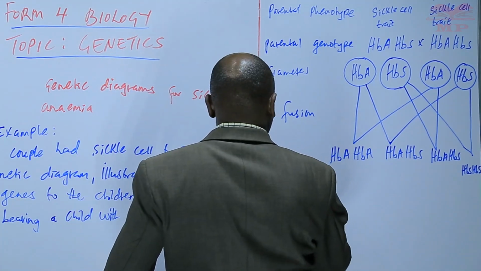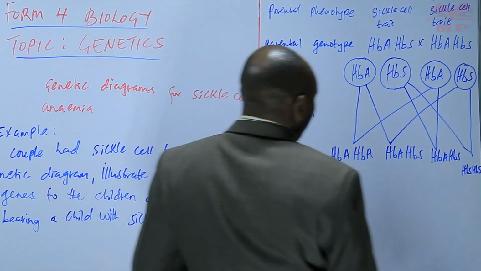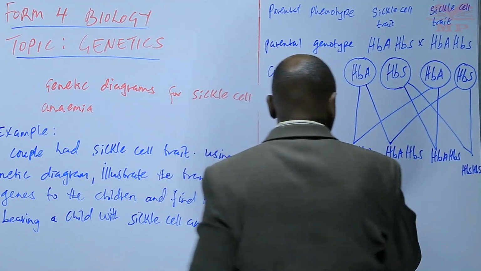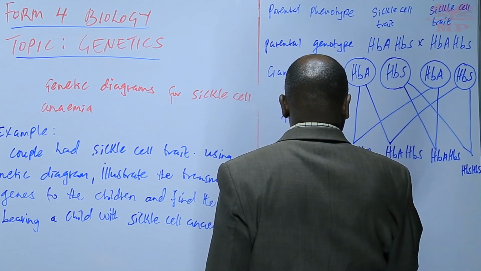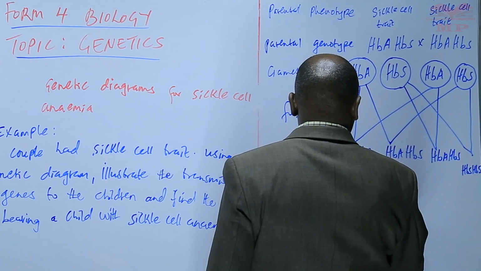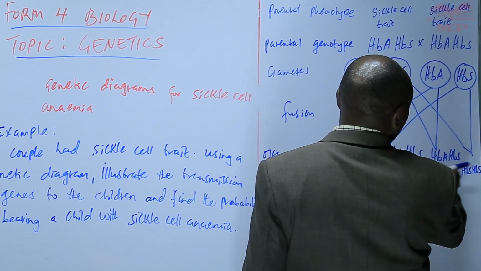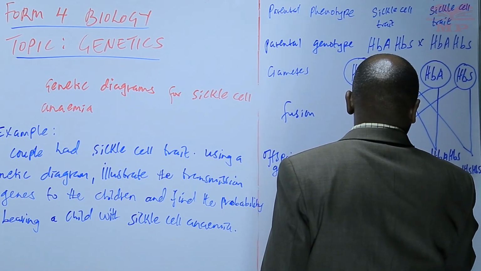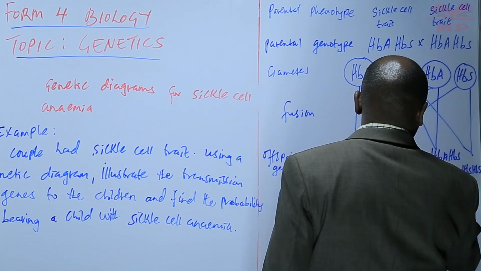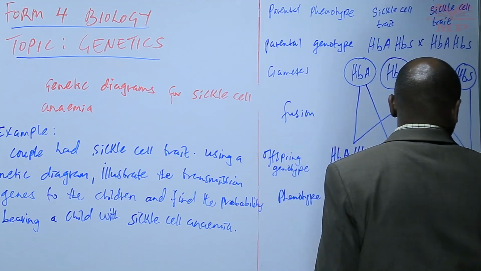So the phenotype, HbA, HbA, this one is normal hemoglobin. Then there are two, HbA, HbS. So these are two sickle cell traits. And then we have one sickle cell anemia.